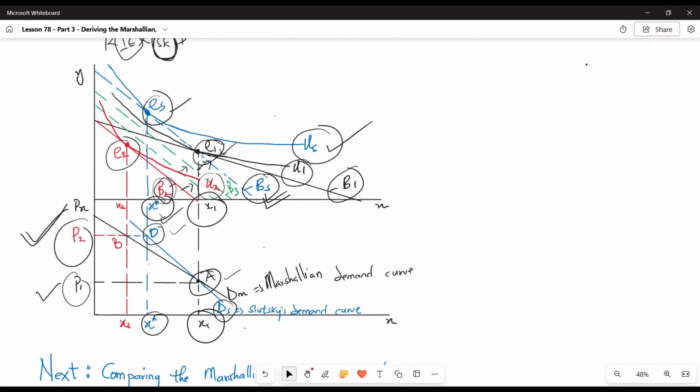We can label this as DS. We notice that the Slutsky demand curve, just like the Hicksian demand curve, is steeper than the Marshallian demand curve. And we mentioned that this is especially the case when a good is a normal good. We'll be talking more about this in our next few lessons. So this is all that we have on the third part of our lesson on deriving the Marshallian, Hicksian, and Slutsky demand curves. Our next lesson will be on the fourth part, where we will be comparing the Marshallian, Hicksian, and the Slutsky demand curves.